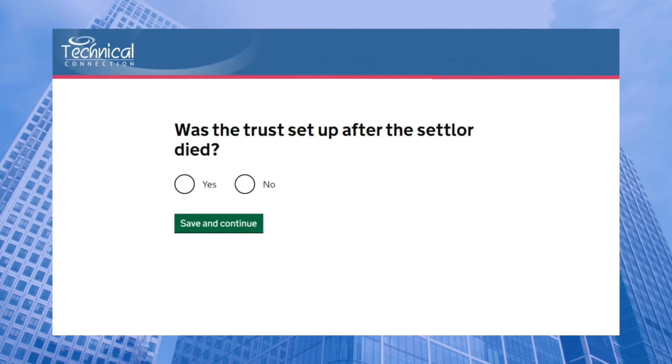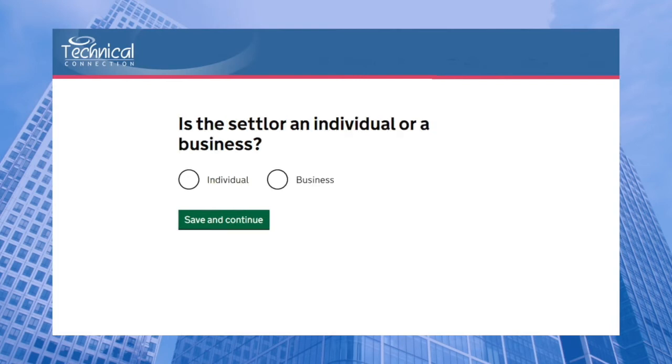The first question is about whether the trust was set up after the settler died. If you answer yes to this question, you'll be asked some subsequent questions such as date of death. In my case, I'm using myself as the settler, which is me in this example. So I will be answering no, as I'm currently alive.